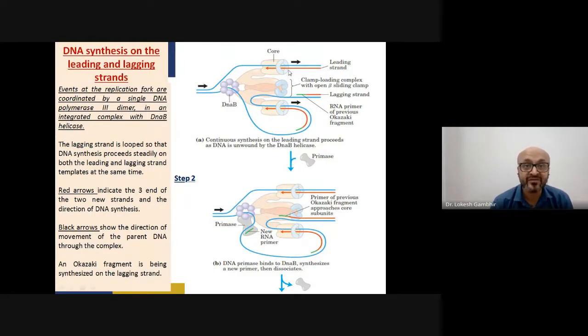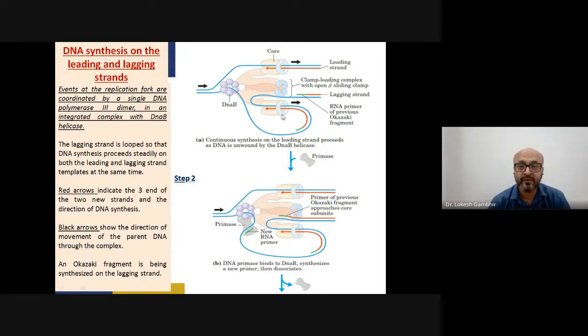It slides on the DNA, and this slider is nothing but a clamp. This is called the beta sliding clamp. It slides on the template DNA, and this particular clamp is loaded onto the DNA by a clamp loader.